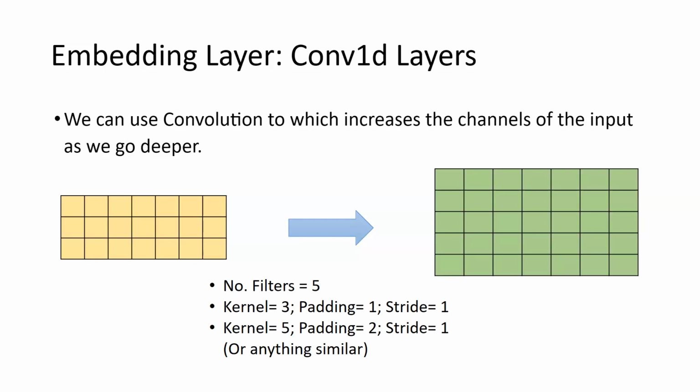Typically, what people like to do is keep a stride of 1 with some padding so that the length of the sequence does not change in the embedding layer. Only the number of channels or the number of features increases, but it's entirely up to you. You can also have a strided convolution here to downsample the time length of the sequence while also increasing the features. It's entirely up to you and you can experiment with that. So this is what people typically use for the embedding layer here.